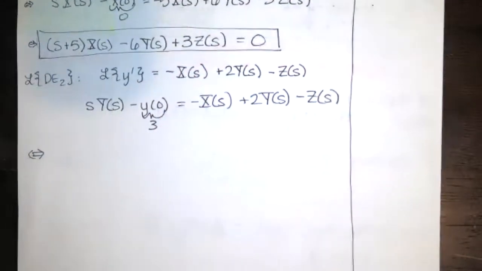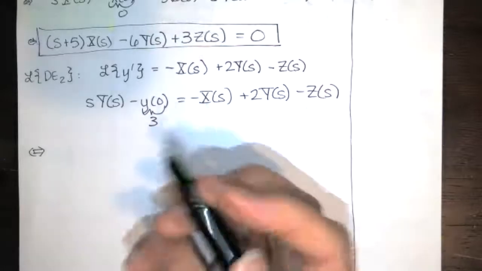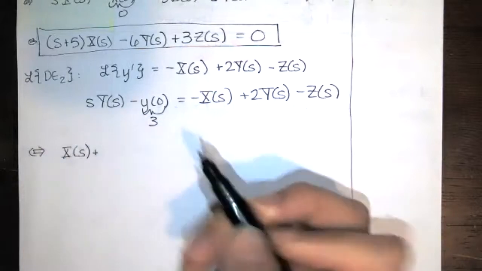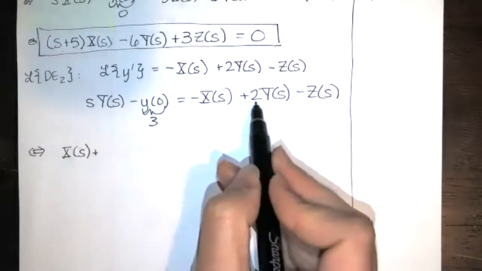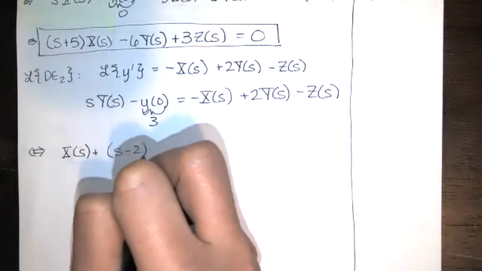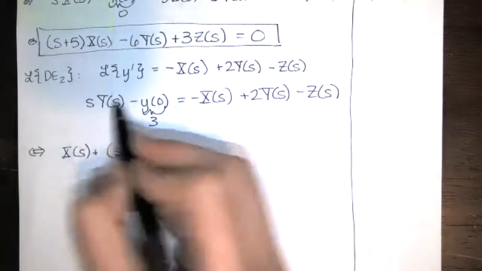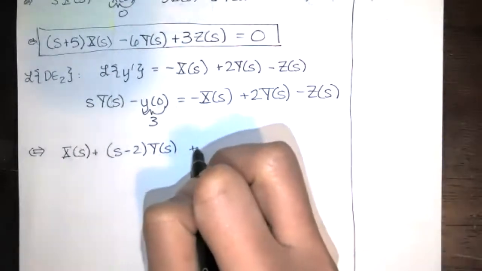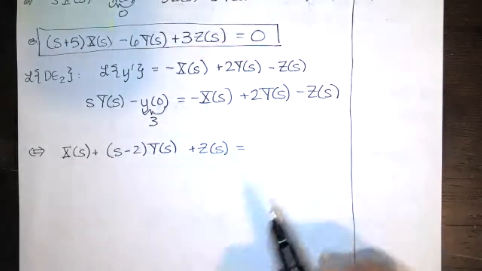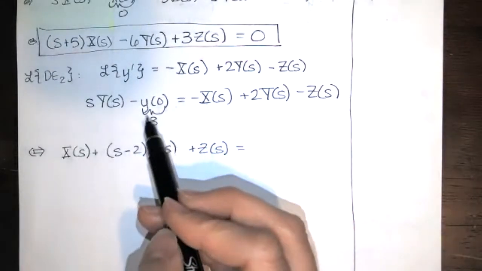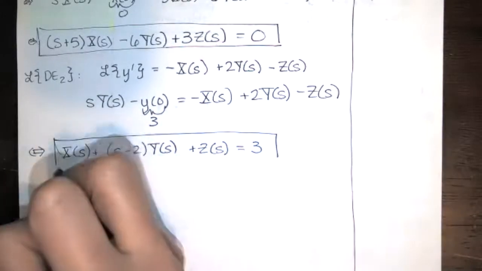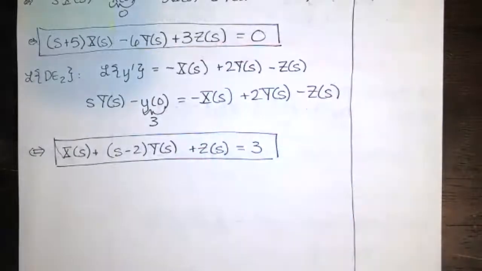Now when I write this in a slightly different way, I want a function of s times x. So I'll add the x of s to both sides, plus a function of s times y. So I will subtract the 2 times y of s from both sides and factor out the y of s. So I've got s of them, and I'm subtracting 2 of them, so I have s minus 2 times that. And then I'll add the z of s to both sides. And this 3 doesn't have an x, a y, or a z in it, so I will add 3 to both sides. And that's giving me my second equation. Got 2 equations with 3 unknowns now.